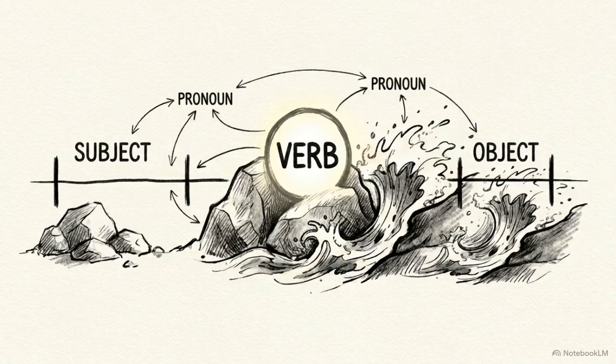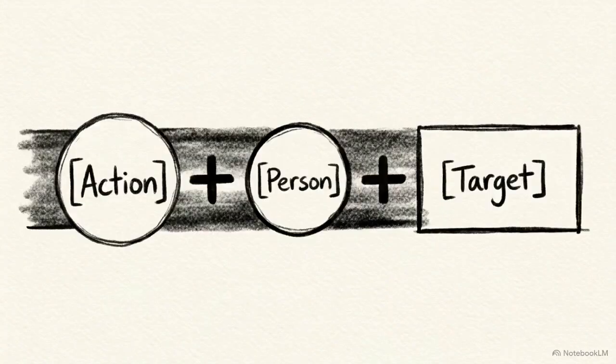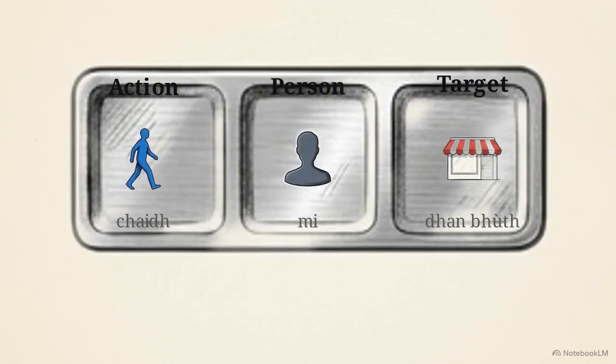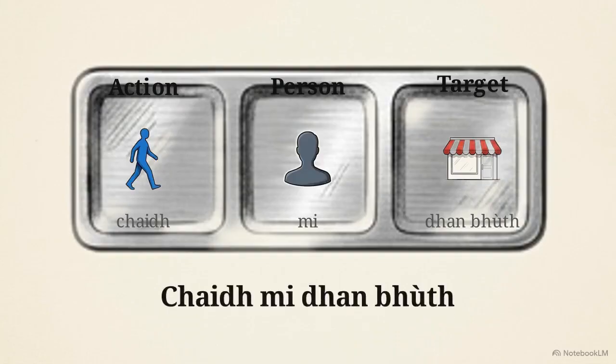Here is the structural formula you need to put this into practice. Every sentence starts with the red past tense verb, followed by the pronoun, and ends with the context or object. Let's map a basic travel sentence into the formula. We use the past tense for go, kaid. We add the pronoun me, and the destination, Don Booth. Kaid me Don Booth. I went to the shop.